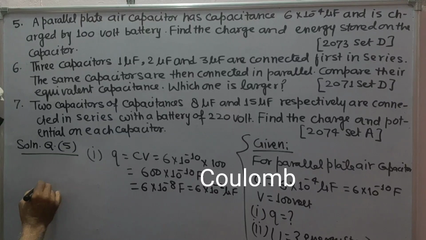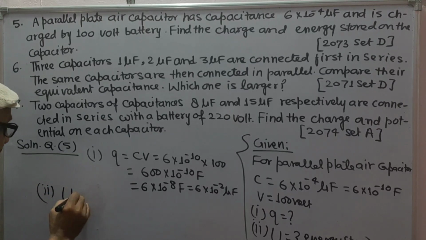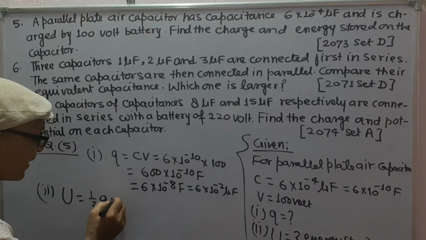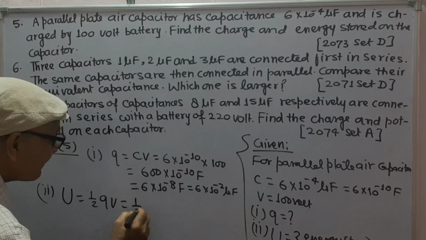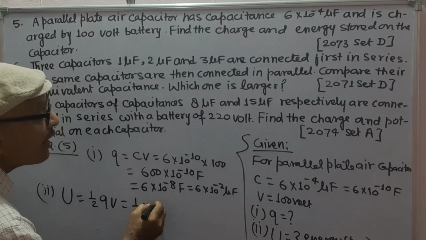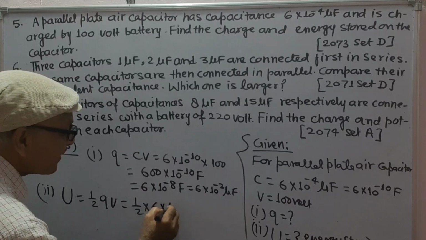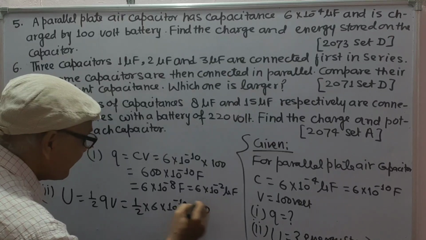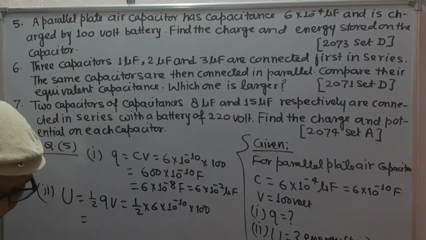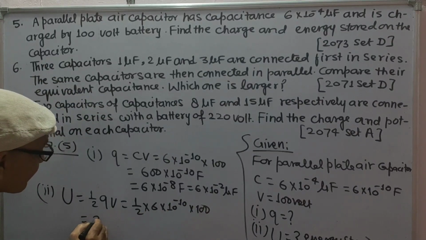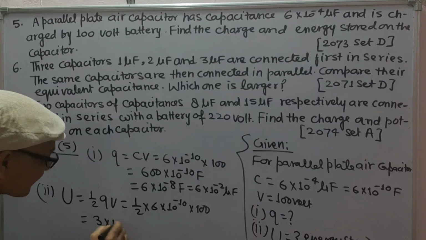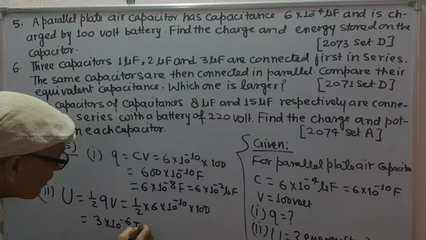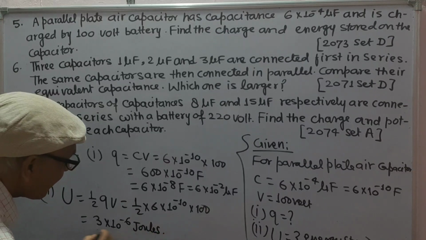Second part, energy stored is given by half Q into V. Values are known. Half Q is 6 into 10 to minus 10 and V is 100. So energy stored comes to be 3 into 10 to minus 6 joules.